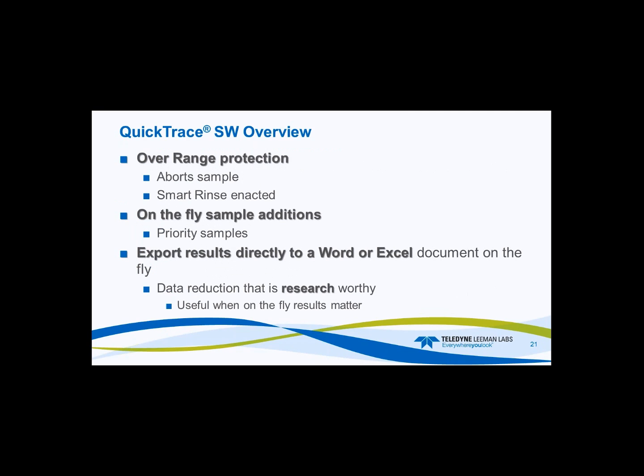Overrange protection, so it aborts the sample and then smart rinse is enacted. On-the-fly sample addition, so priority samples, so you can enter that into the sequence on the go. You can also export results directly to a Word or an Excel document while the system is running. So if you have noteworthy research and you want to start quickly making pie charts or whatever, or get it reported to a client, you can do that. So it's useful when on-the-fly results matter.